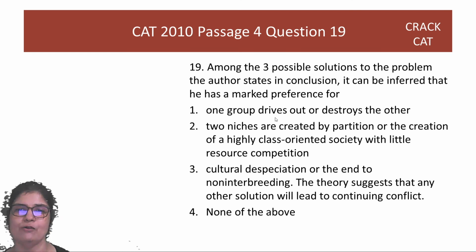Among the 3 possible solutions, the author, so come on, nobody is going to say, I would prefer, whatever the passage, you just read this and you know what the author is going to prefer. He is not going to prefer one. 2 niches are created. Nobody wants to say, I prefer high class, low class, 2 different classes. Anybody would say, at least on paper, if you're writing something, you'll say, okay, I would prefer to end non-interbreeding. So the answer is option 3.